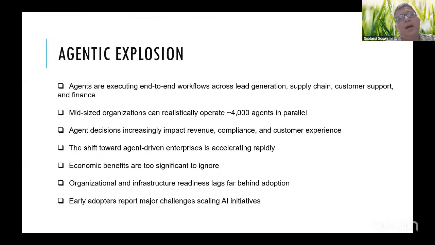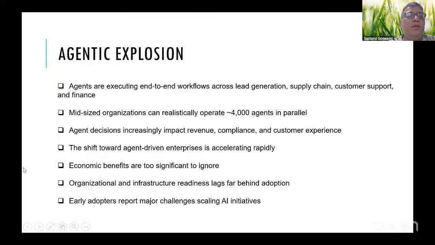And this is from one of the articles from MIT Technology Review. I forgot to mention the source. What it notes is that agents are executing end-to-end workflows across lead generation, supply chain, customer support, and finance. So many areas it is working on. And just look at the sheer number: even a mid-sized organization, for their different workflows, can need around 4,000 agents operating in parallel. As you deploy agents in different places, it can increasingly impact your revenue, compliance, as well as customer expectation.